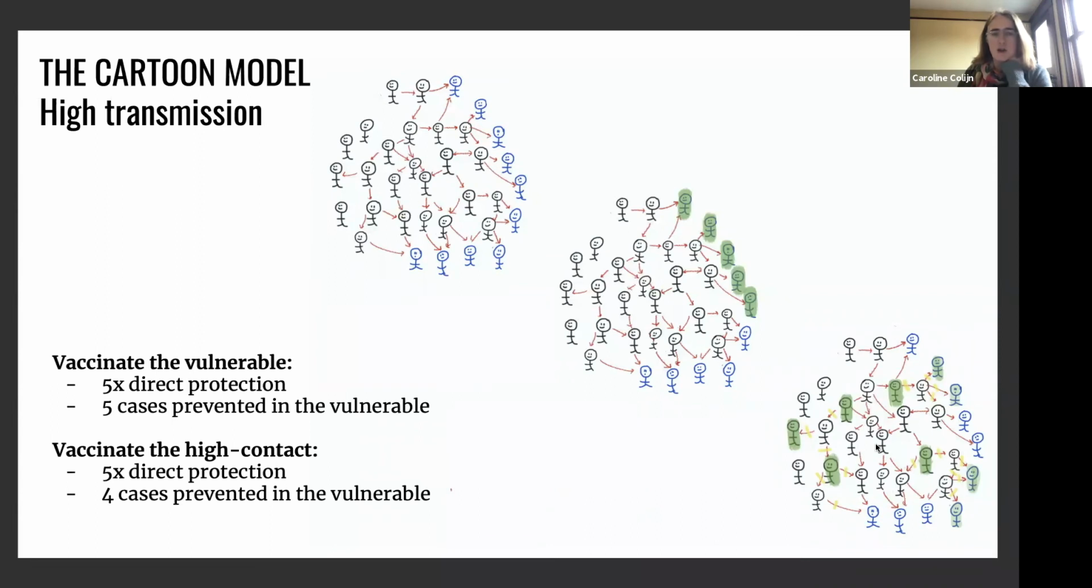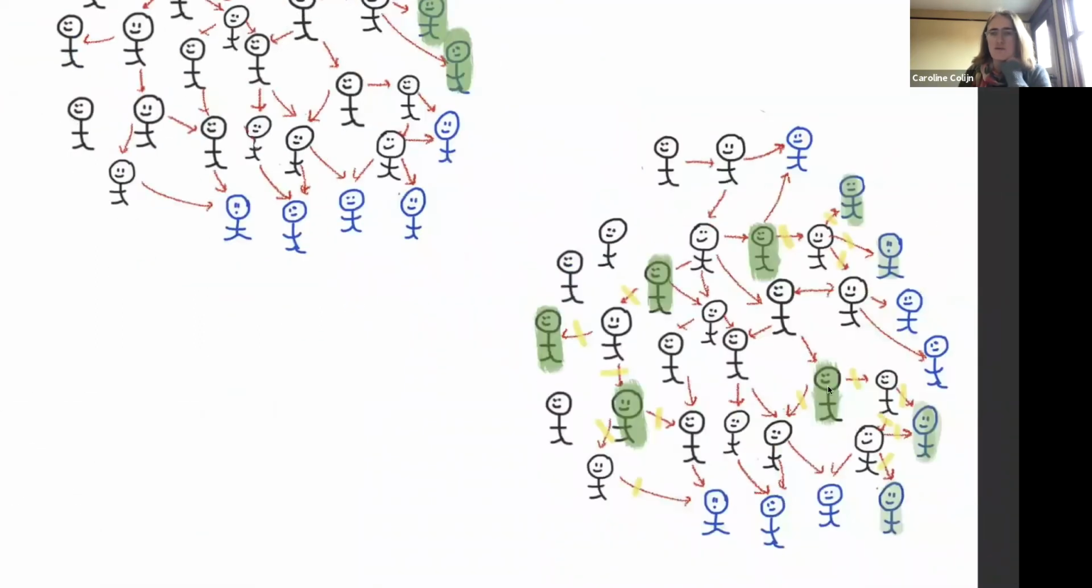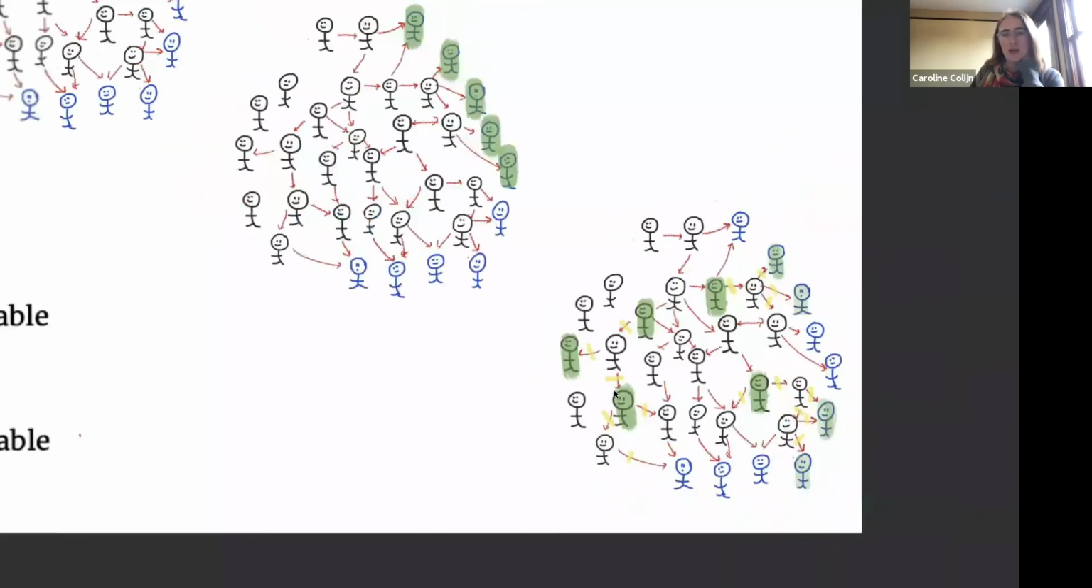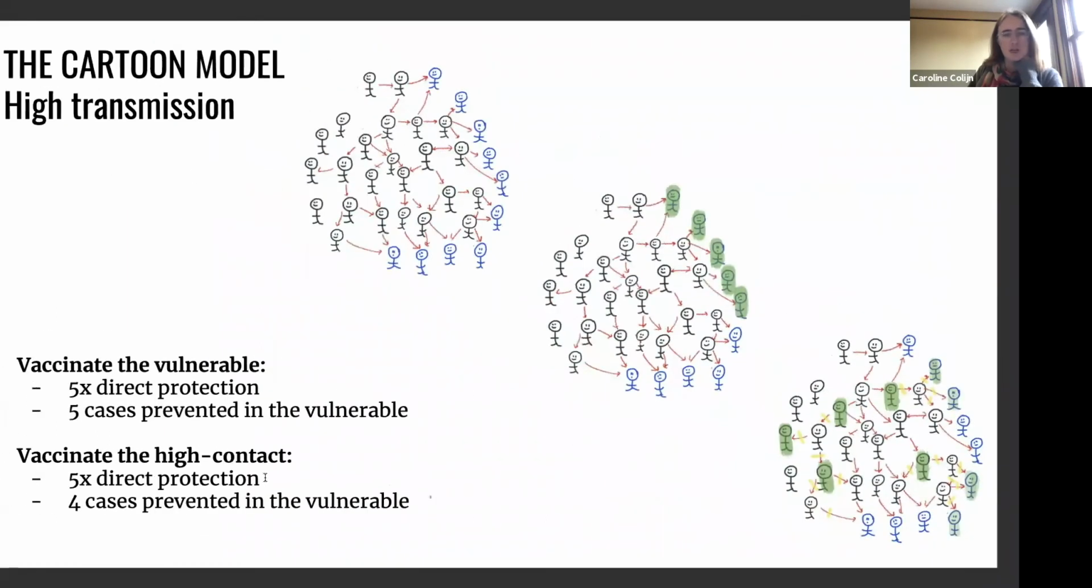Here, I vaccinate the high contact folks, and the situation is different. Many fewer of my edges are crossed out with yellow, and that's because there are more paths to go around, right? So this person, by vaccinating them, I protect these 2 vulnerable individuals. But by vaccinating this one, I failed to protect this whole chain here because they got infected anyway. This guy got infected anyway. So I protect a few, but there's too many routes. And so what happens, if I do the tallying, is that I have 5 direct protections, but I only prevent 4 cases in the vulnerable when I vaccinate the high contact. So if transmission's really high and everyone's going to get exposed, you're back to the oldest first is best.